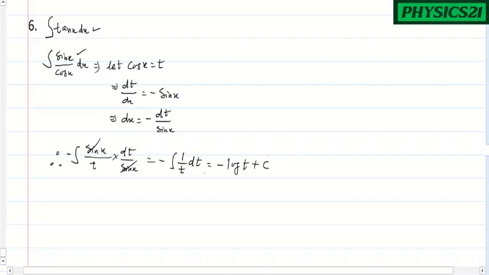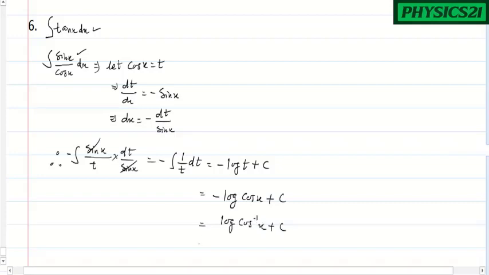Constant of integration will be there. Now we will return the value of t, so we get minus log cos x plus c. Now using the properties of logarithms, it can be written as log cos to the power minus 1 x plus c.